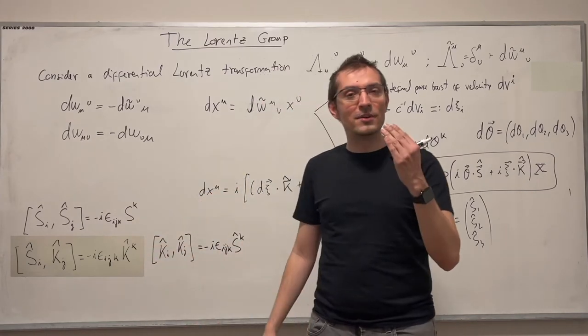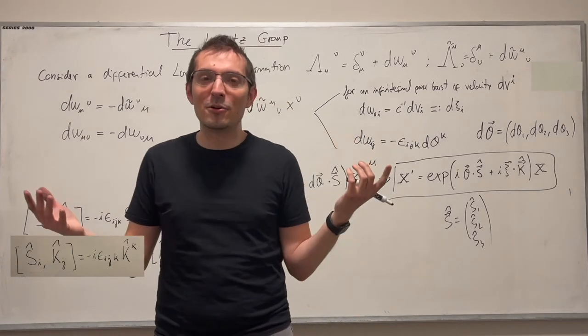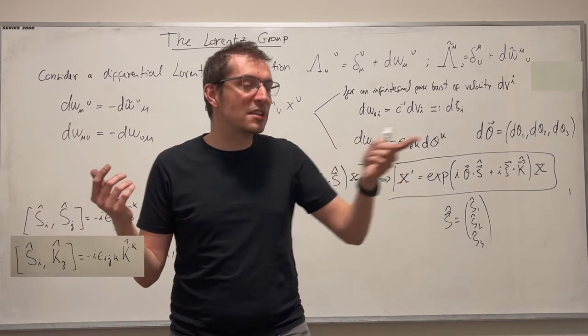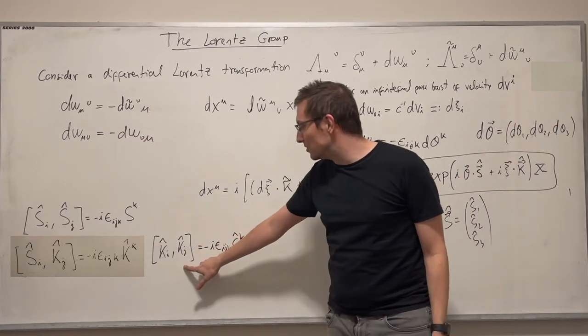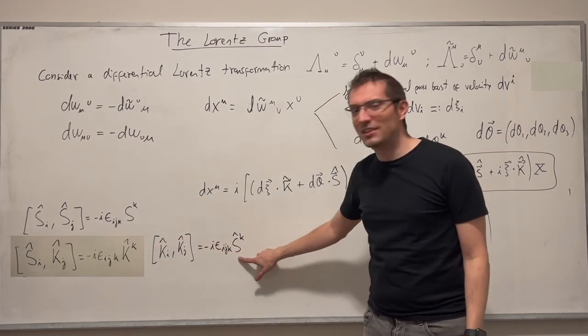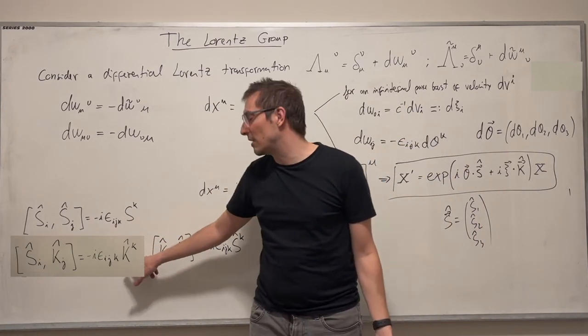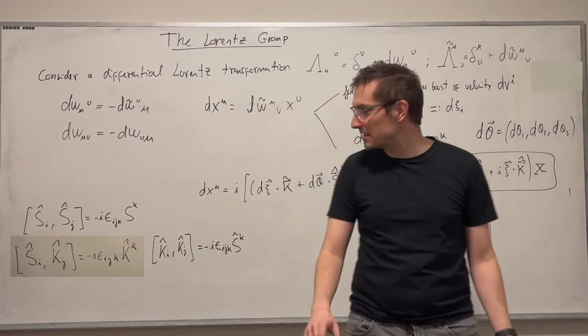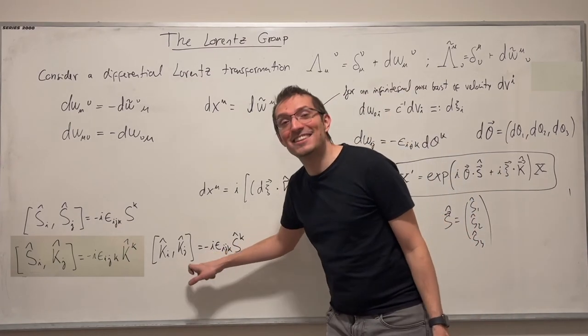Now, the difference with the Galilei group is that two boosts in the Galilei group commute. One boost in one direction and one boost in another direction, they commute. Here they don't. Two boosts commute to a rotation, and of course a rotation and a boost commute to a boost, which is also true in Galilean physics. The new one is this one. Two boosts don't commute, and this is the weird part.